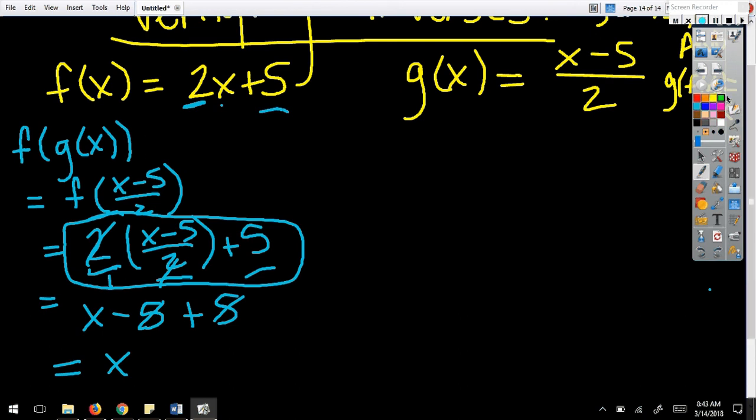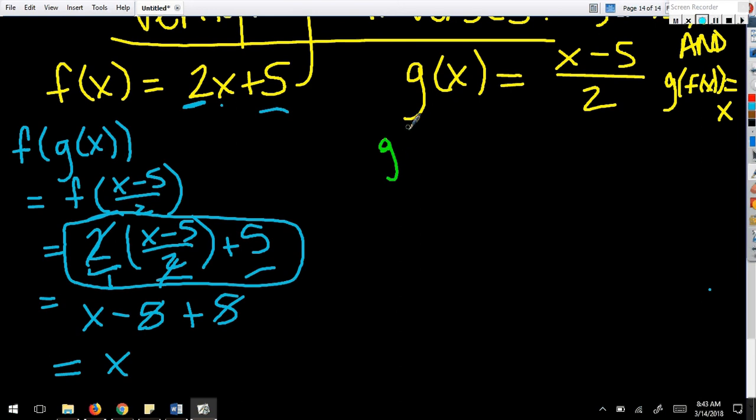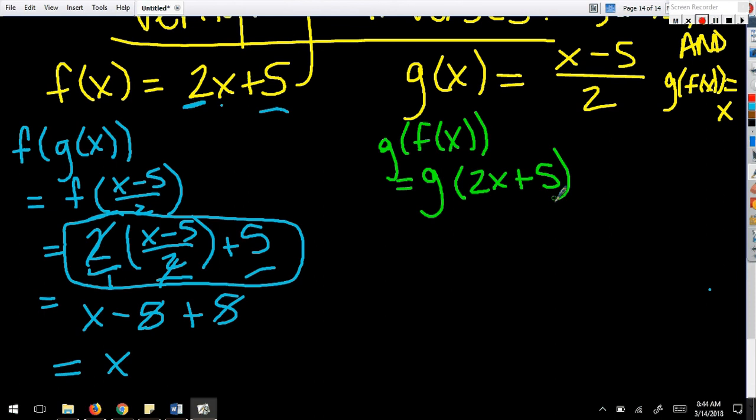All right. Let's go the other way with it. G of F of X. So it's now G of 2x plus 5. So take G, and in place of the X, I'm putting 2x plus 5, right? So in the fraction, I've got 2x plus 5. There's the X part. What's left? Minus 5. Everybody goes over 2.